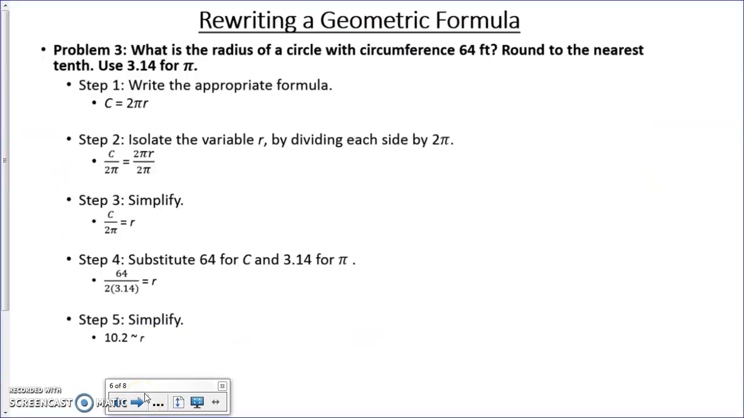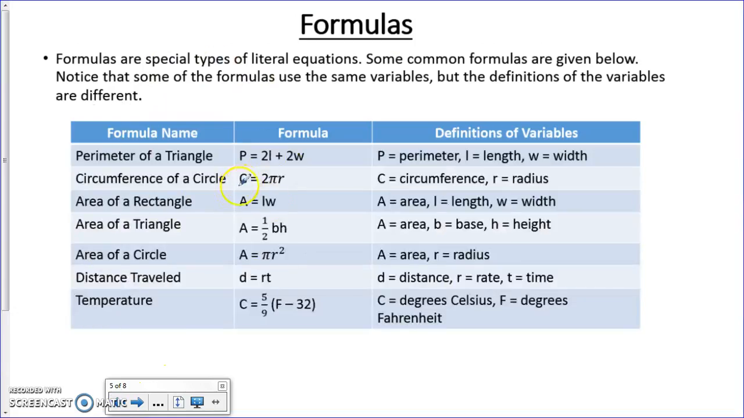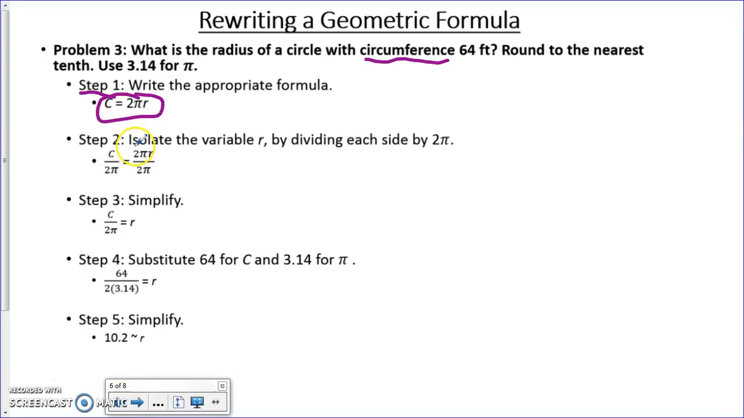Problem 3. What is the radius of a circle with circumference 64 feet? Round to the nearest tenth and use 3.14 for pi. So step 1, we need to know the formula for circumference. Circumference equals 2 pi r, based off of the table we created before. So we want to isolate the variable r because we're looking for the radius. So we are solving for r.